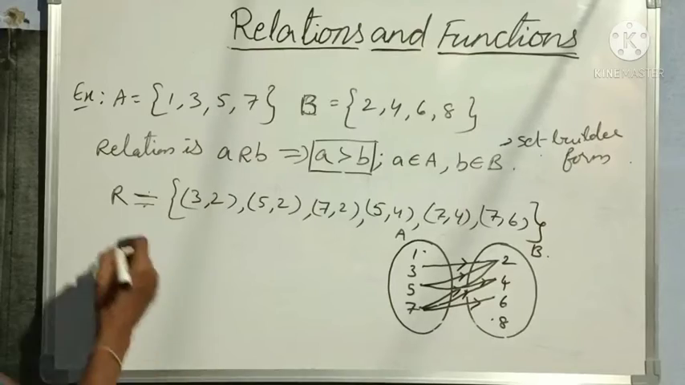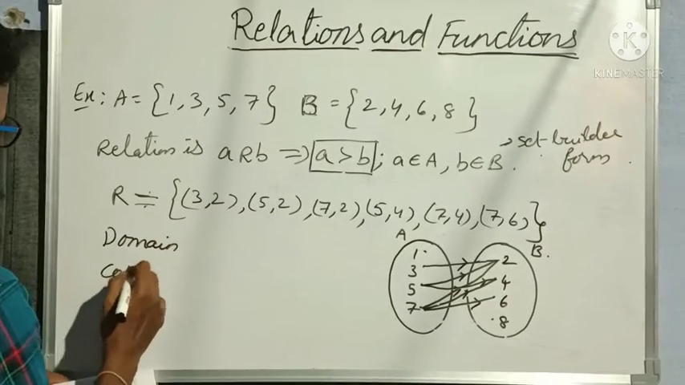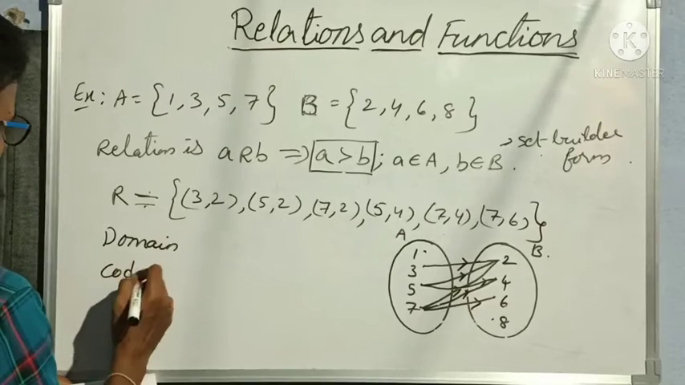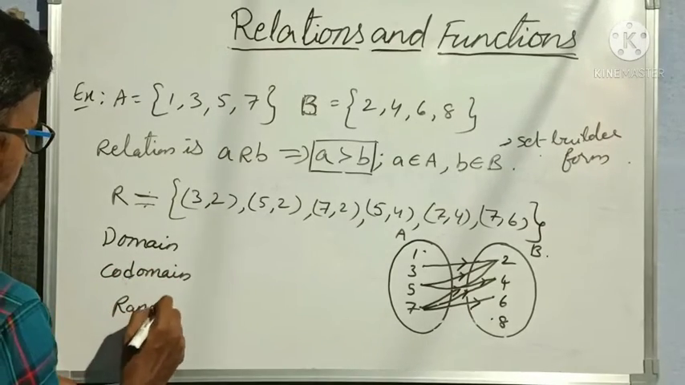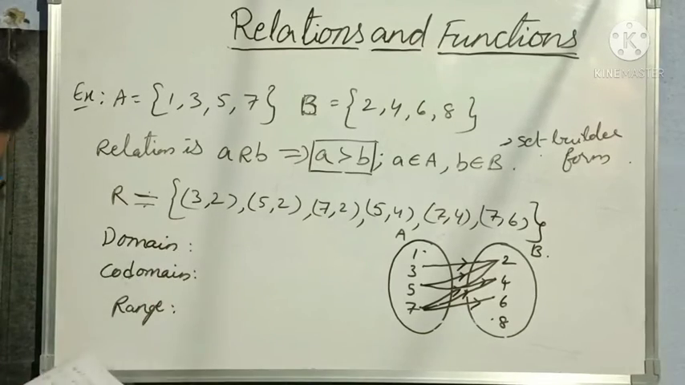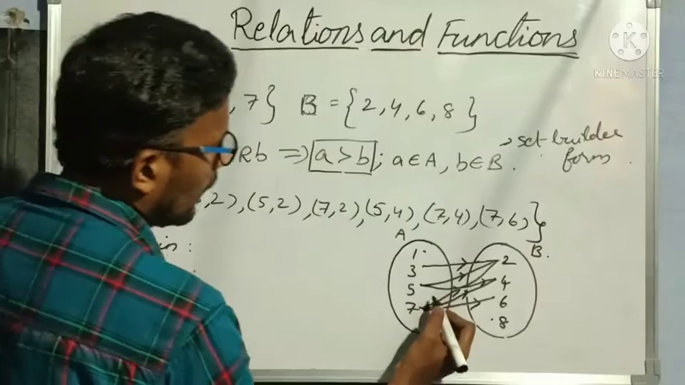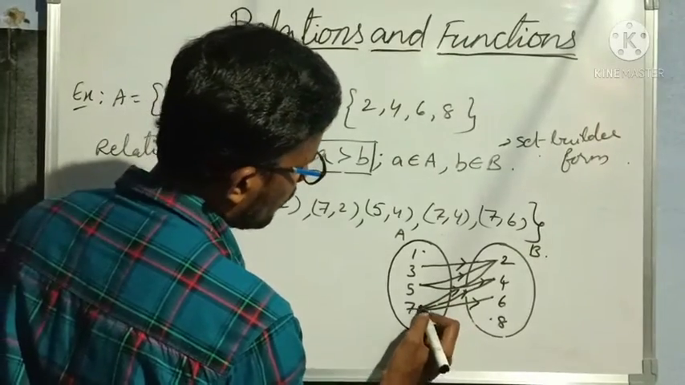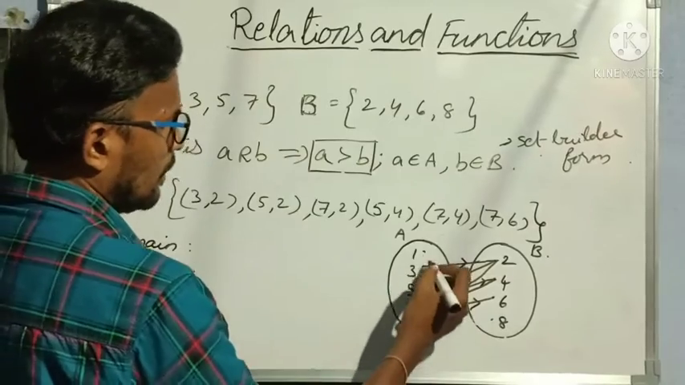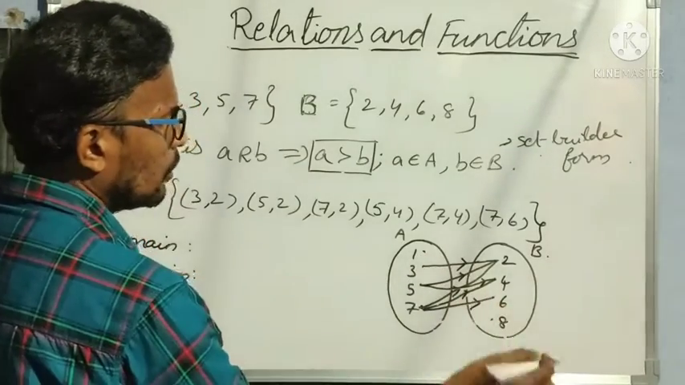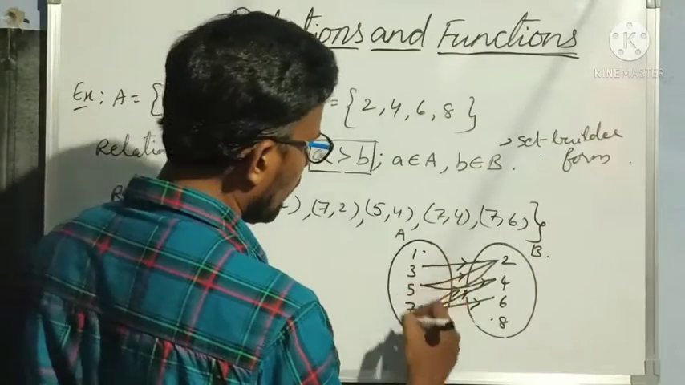Okay. Now let us find out domain, codomain and range of a relation. Means the same relation I am finding domain, codomain and range. How to find out? Domain means every element of A which is mapped here to B should be written in the domain. Is one mapped to any element here? No. So one is not possible. One is not an element of the domain here.